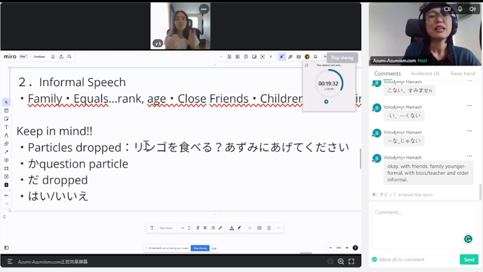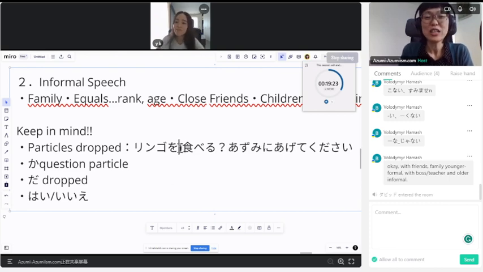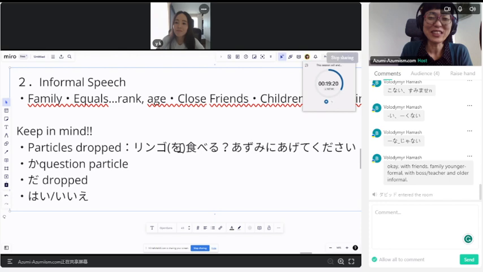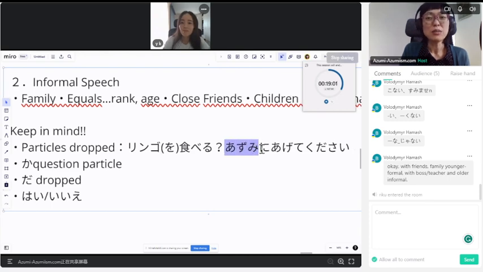So let's see. リンゴ食べますか？リンゴ食べますか？ Short form. リンゴ食べる. We never hear the o particle there if I don't say it explicitly. リンゴ食べる. 水飲む. テレビ見る. The o particle is never here. How about giving this apple to Azumi? あずみにリンゴあげてください.